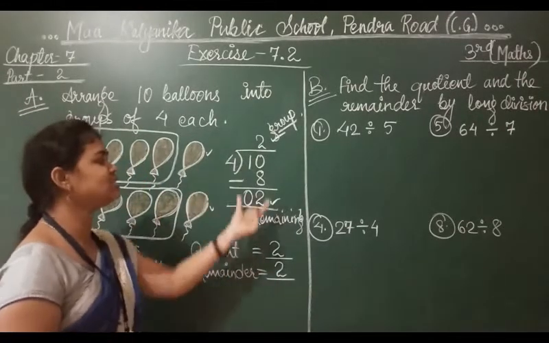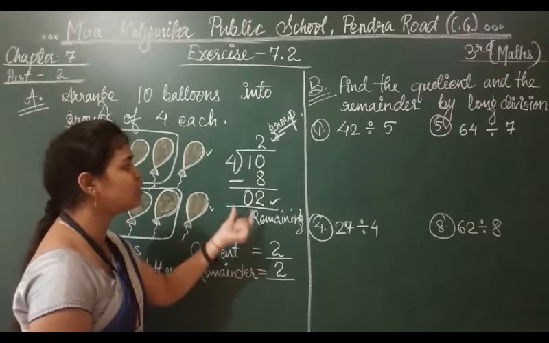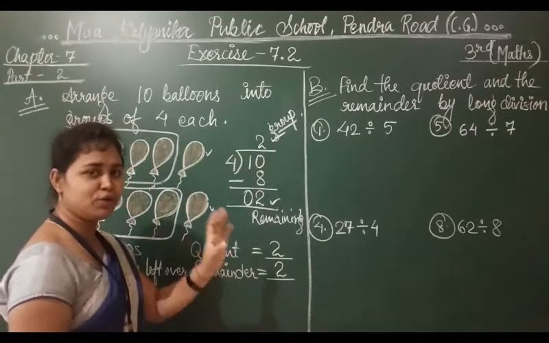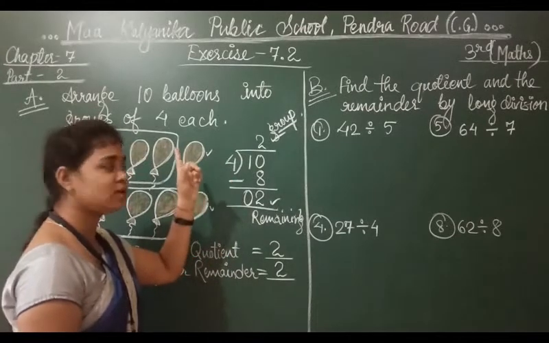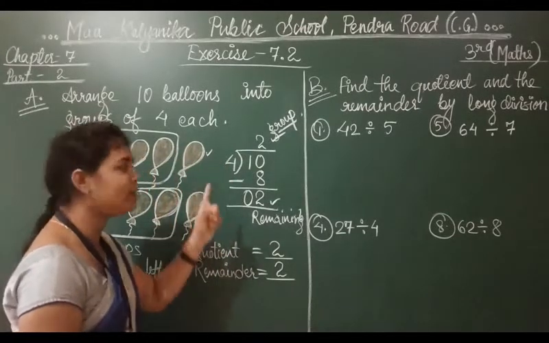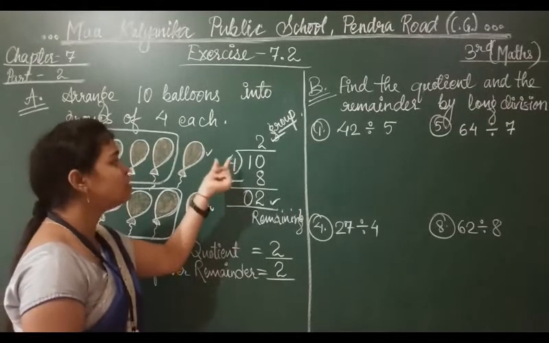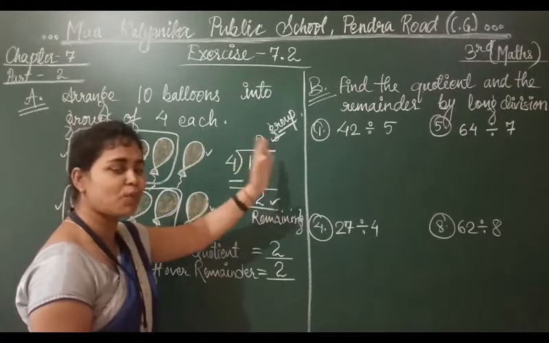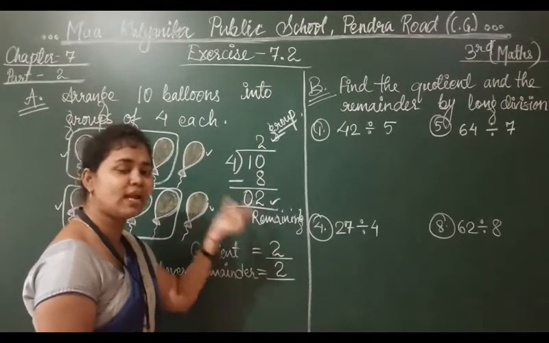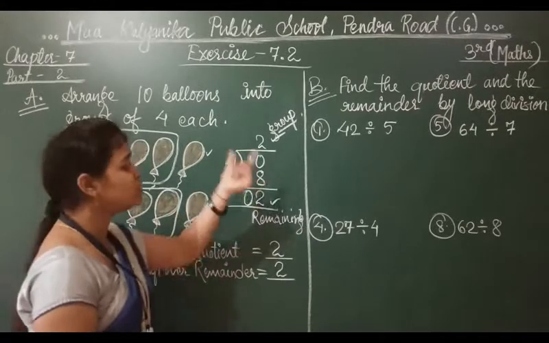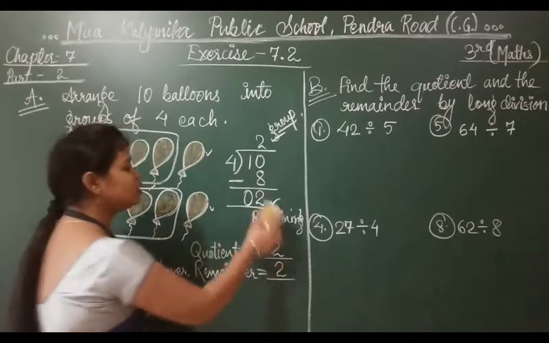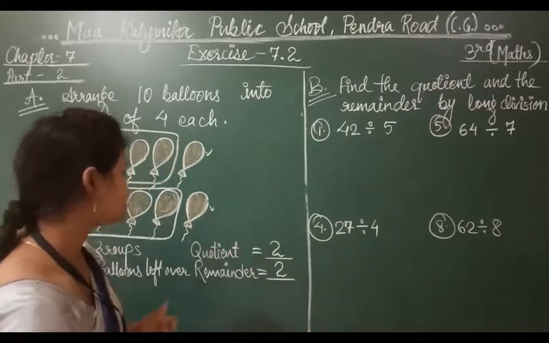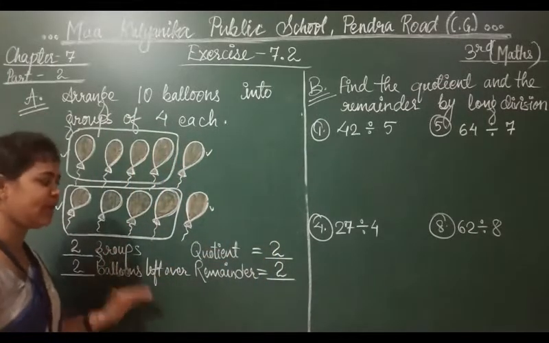So by completing this division process, I think you have understood that the given number is 10 here. This is divided by 4, means each group should have 4 balloons. So we are dividing by 4. After dividing by 4, how many groups have we obtained? 2 groups. That is the quotient. And how many balloons are left over? 2 balloons are left over. So 2 is the remaining balloons. In this way we can understand the complete division process, and in this way we have solved question number A.